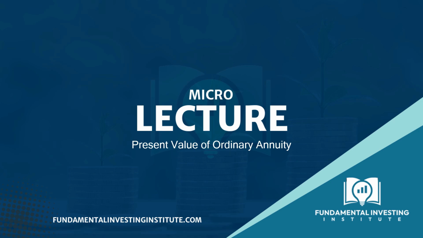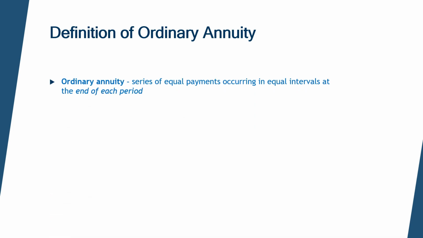And today we're going to look at what happens when we have a regular cash flow stream. So the definition of an ordinary annuity, we saw this a couple lectures back when we calculated the future value of an ordinary annuity. Now we're just calculating the present value, but an ordinary annuity is a series of equal payments. They occur in equal intervals, so monthly, yearly, whatever, and they occur at the end of each period. So it's that end of each period that makes an annuity an ordinary annuity versus an annuity due, which we will look at in our next lecture.